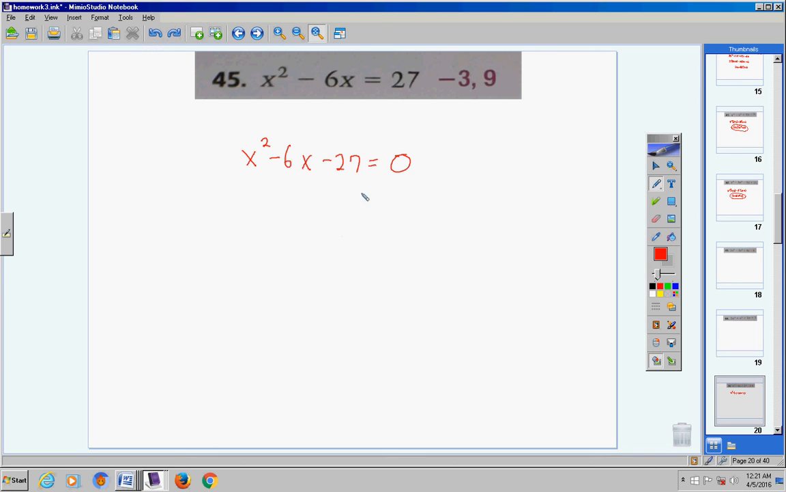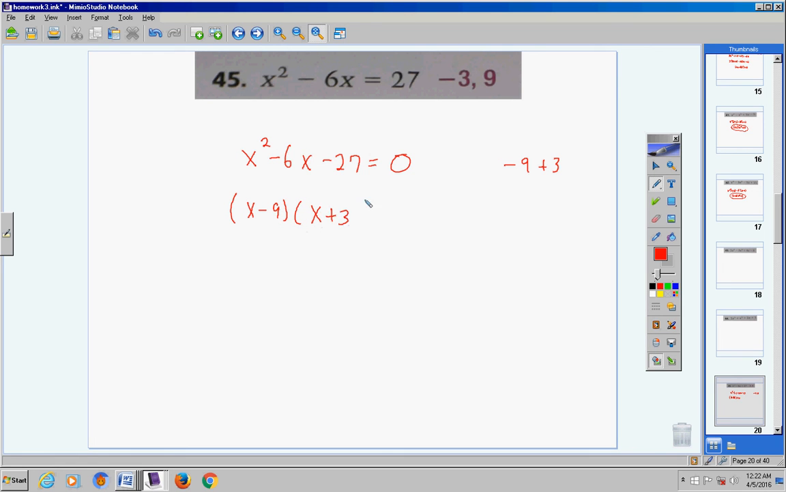Notice I have a trinomial with a lead coefficient of 1. This exponent here should be twice as big as this one, and it is. So here we go. What two numbers when multiplied together give you a negative 27, when added together give you a negative 6? Well, I'm thinking right away of negative 3, negative 9, positive 3. When you multiply those, you get negative 27. When you combine those, you get negative 6. So the factorization would be x negative 9, x positive 3.